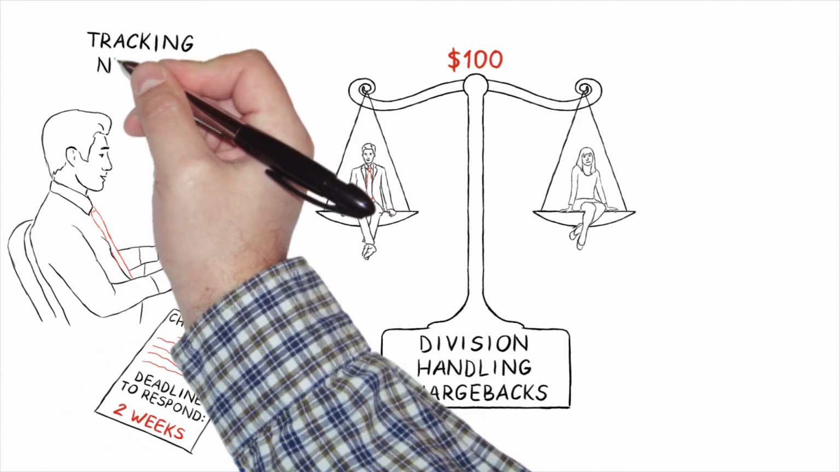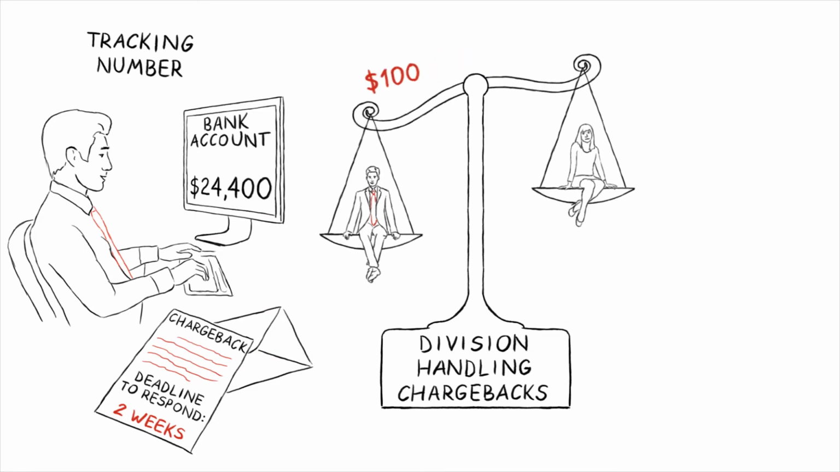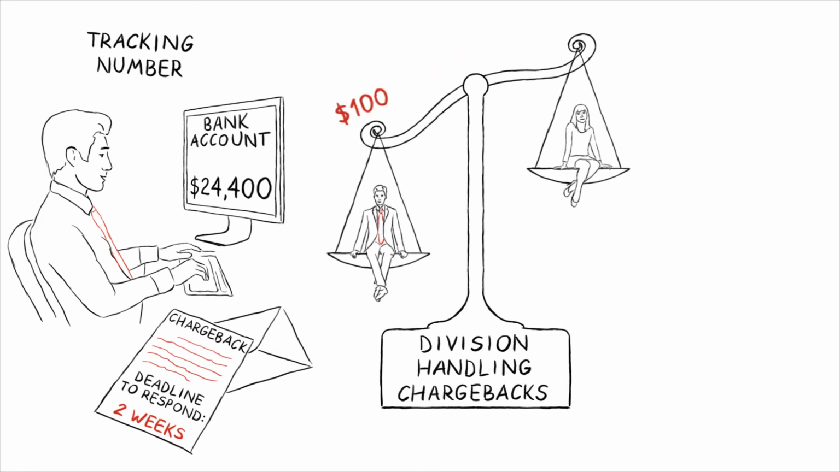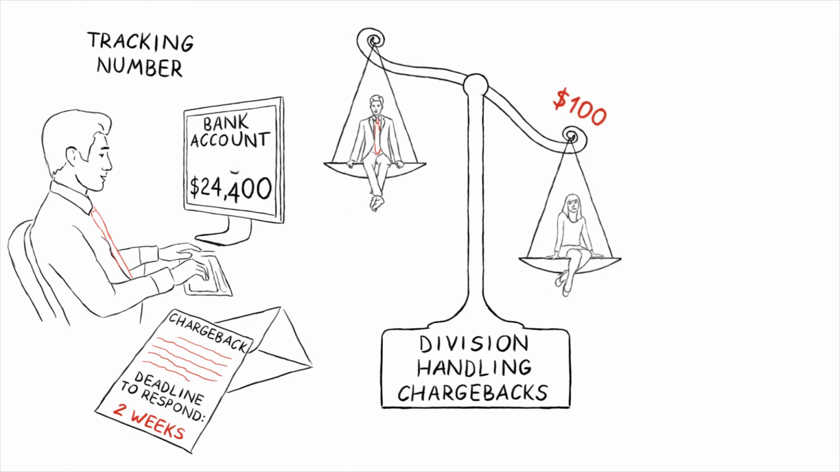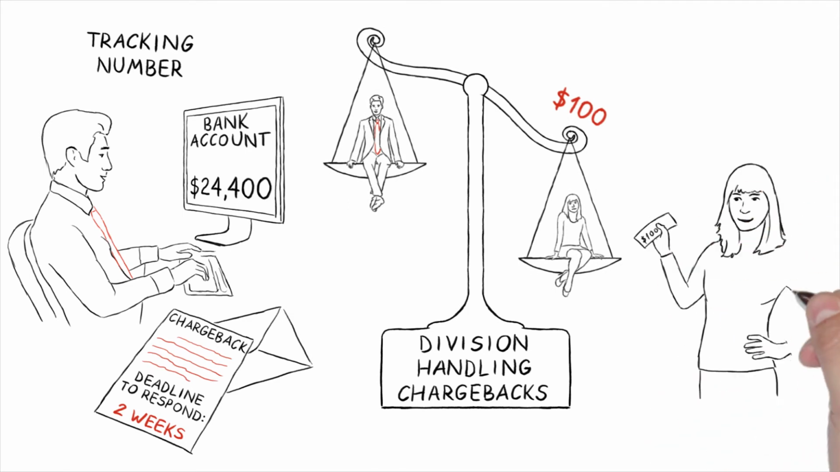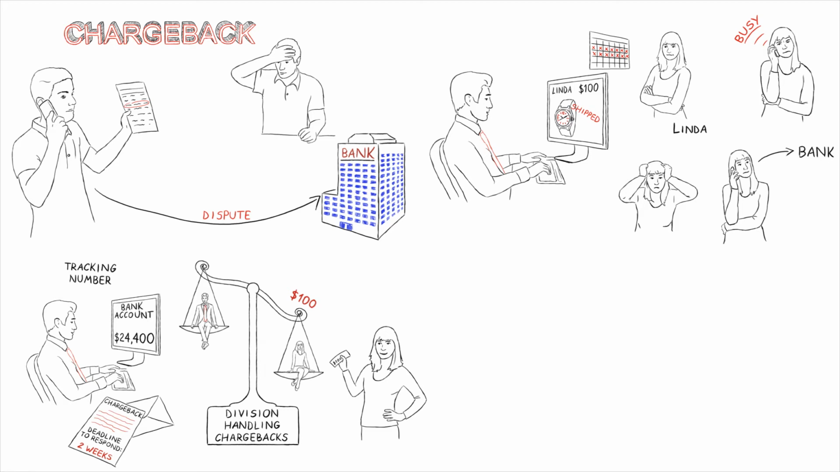If Jason submits a tracking number proving the watch was delivered to Linda, they will most likely side with him and return the $100 they debited from his bank account. However, if Linda is determined to be correct, she will receive her $100 back. The chargeback process is really a way to help consumers from being defrauded.